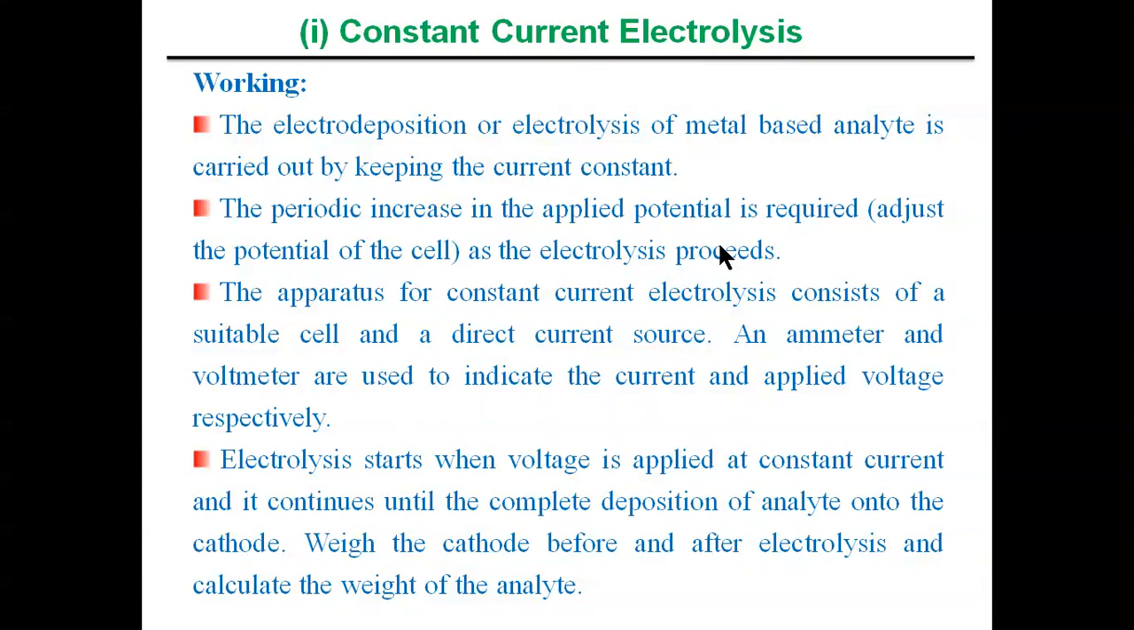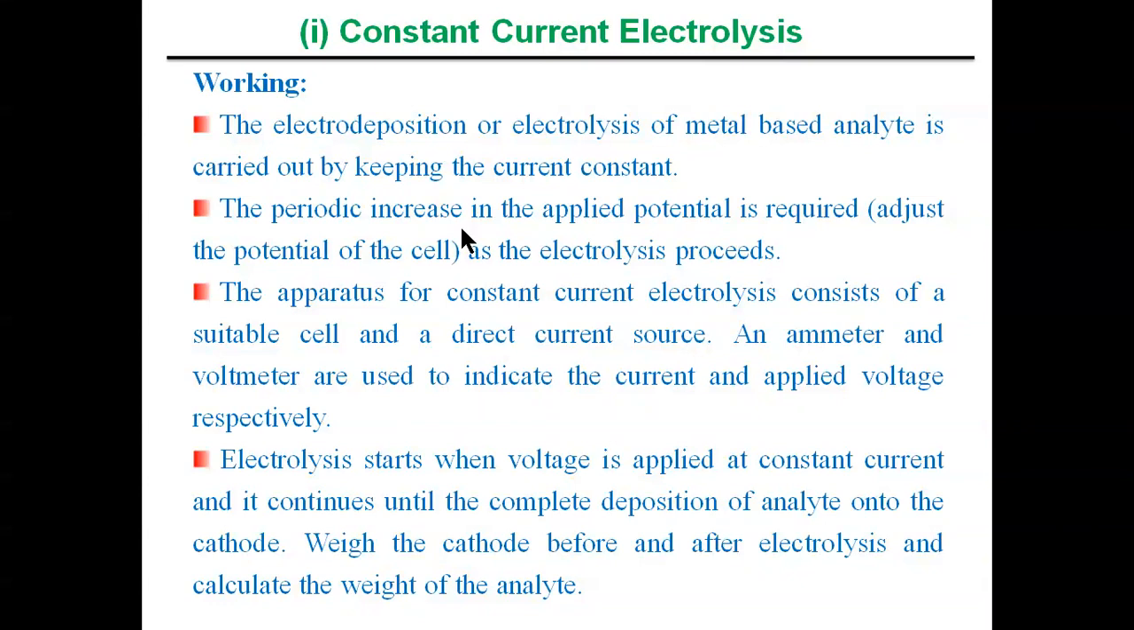The electrode deposition, or the electrolysis of metal, is carried out by keeping the current constant. I already said that the periodic increase in the applied potential is required by adjusting the potential of the cell as the electrolysis proceeds. So it's very important. The periodic increase in the applied potential is required as electrolysis proceeds.